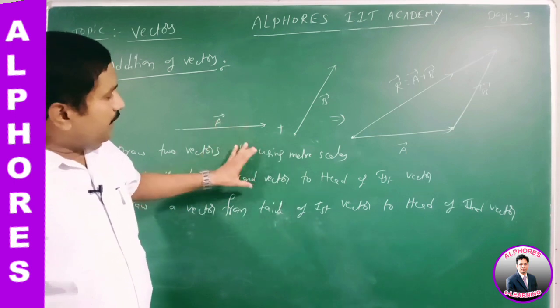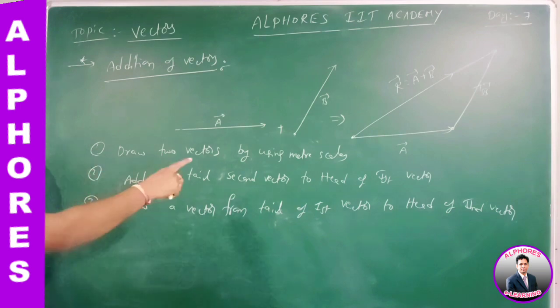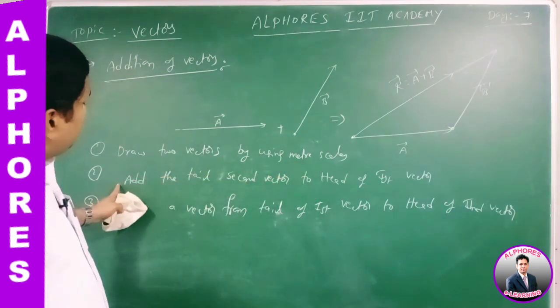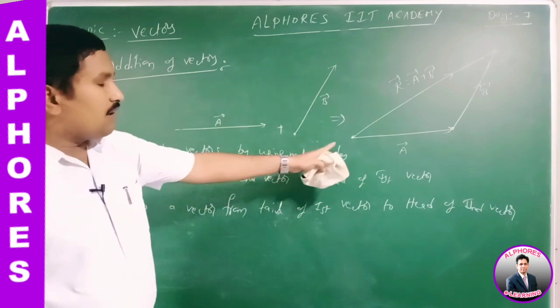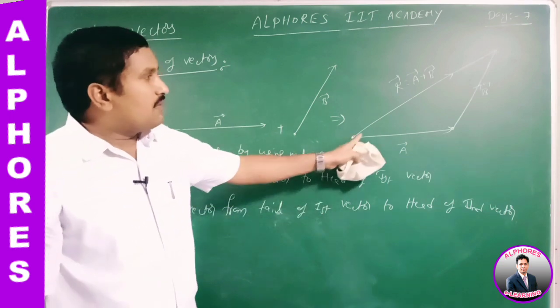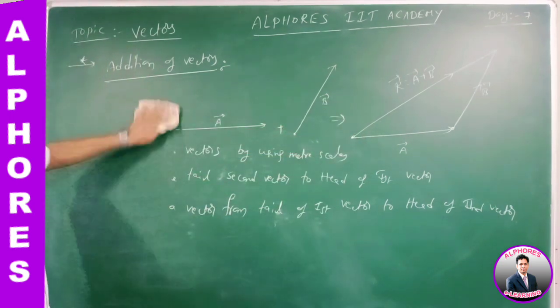I am giving certain examples to add the vectors. These are the basic points. First, draw two vectors by using a meter scale. Second, add the tail of the second vector to the head of the first vector. Third, draw a vector from the tail of the first vector to the head of the second vector. These are the basic three points to add two vectors.